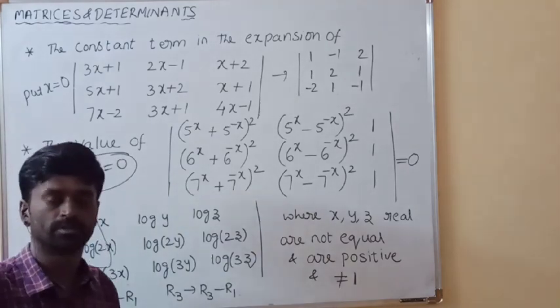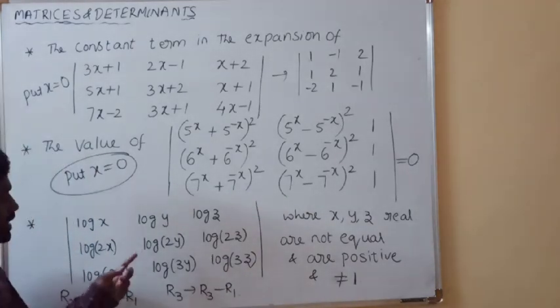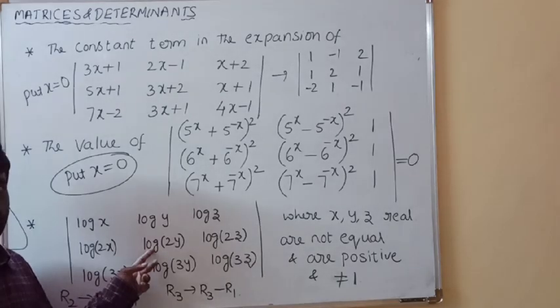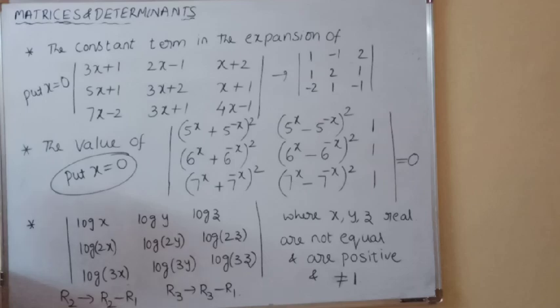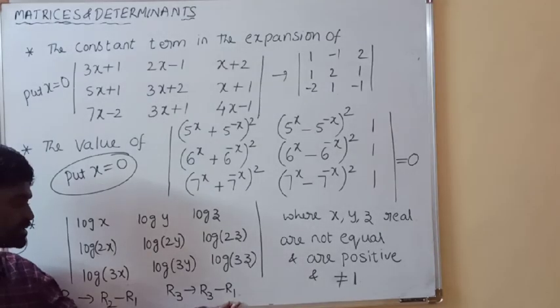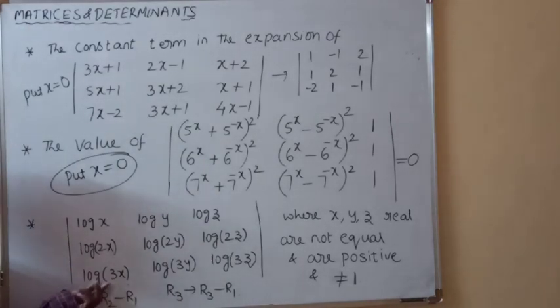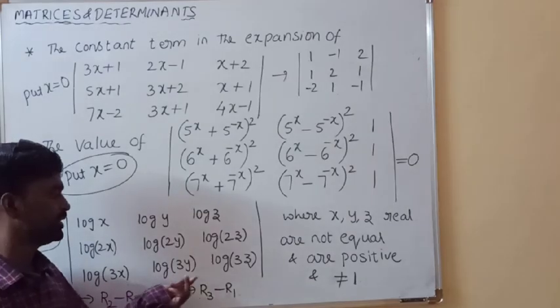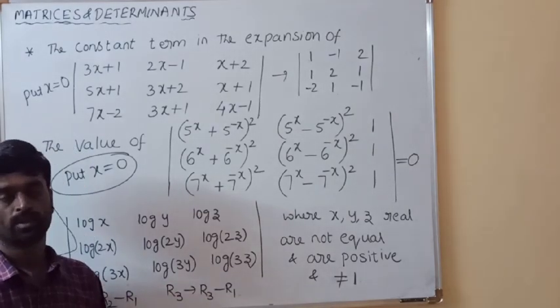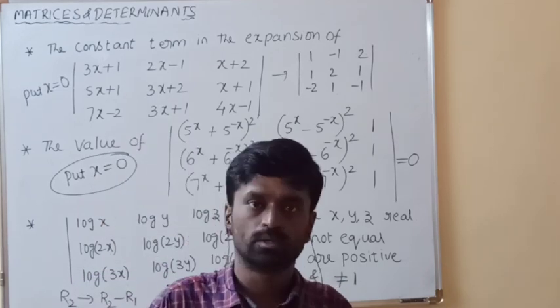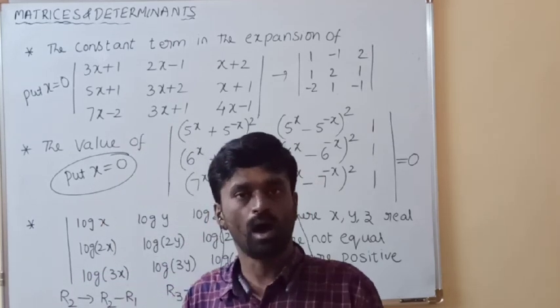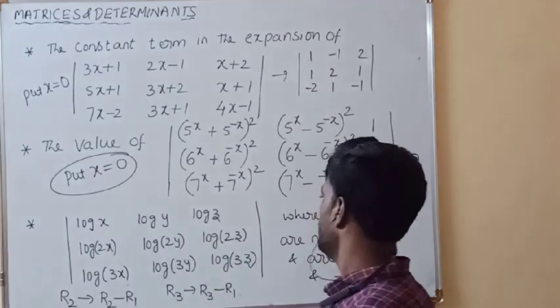Nothing but log 2. Similarly, here also what will you get after applying R2 minus R1? Log 2. Here also, log 2. Next, if you apply the R3 minus R1 operation, this element becomes log 3. This element becomes log 3. This element also becomes log 3. If you take log 2 common in the second row and log 3 common in the third row, automatically R2 and R3 are identical. Then the value of the determinant becomes what?